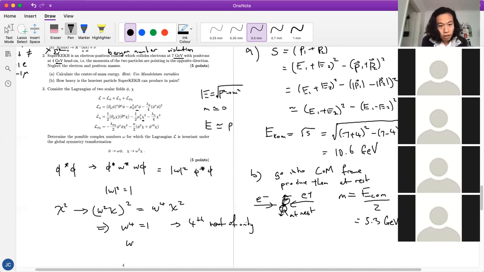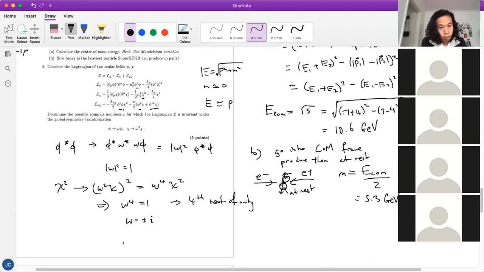So that means omega can equal plus or minus the imaginary unit, i, and that satisfies this condition. The magnitude of it is 1, and if you take the 4th power of it, it's going to be 1, regardless of whether it's plus or minus i. And now you just have to demonstrate that for these interaction vertices, this omega also works, so it's not ruining anything in the interaction terms.